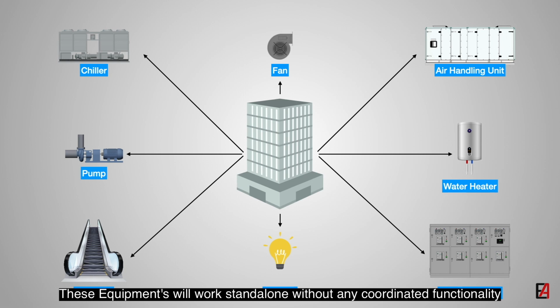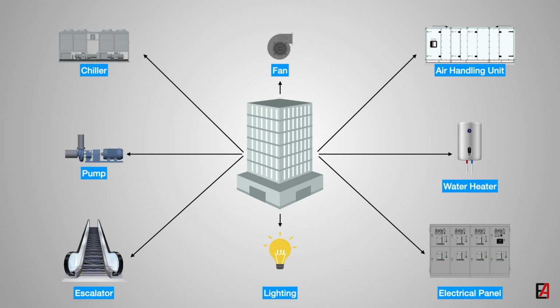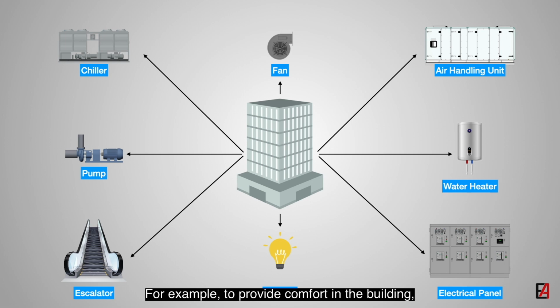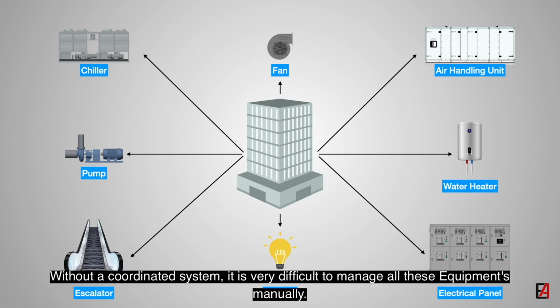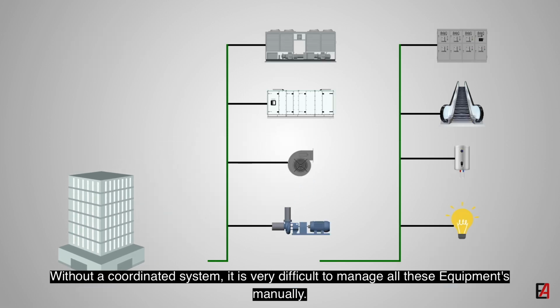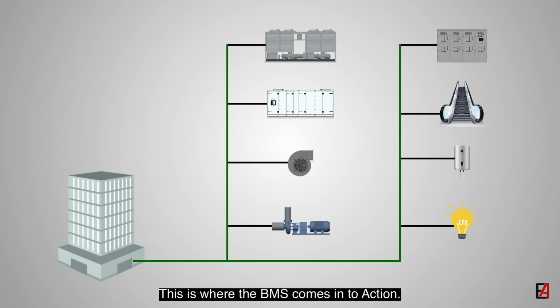These equipments will work standalone without any coordinated functionality. For example, to provide comfort in the building, the chiller should be delivering the temperature at a certain degree Celsius. Without a coordinated system, it is very difficult to manage all the equipments manually. This is where the BMS comes into action.